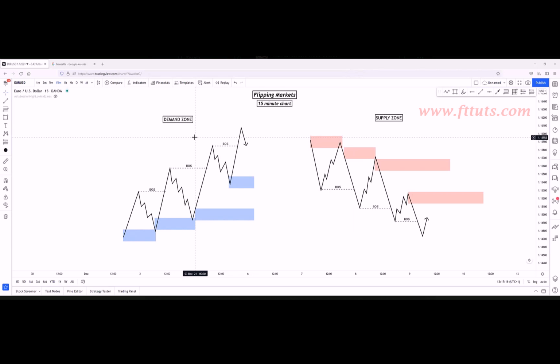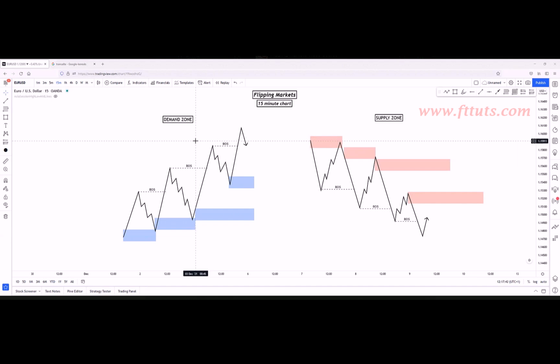Please pause the video now and check the inefficiency video before you continue to watch this, because it's necessary. Okay, move on. It has to break structure or change character. We'll talk about change of characters in the entry unit. And finally, it has to create or collect liquidity. So we have three criteria for a supply and demand zone.